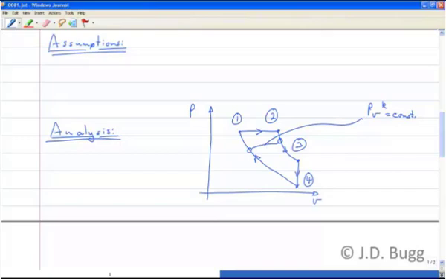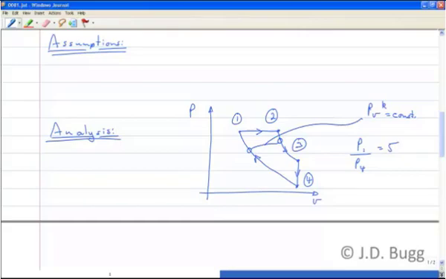Now remember that the pressure ratio was given as 5. So P1 and P2 are both the maximum pressure, and P4 is the minimum pressure. So P1 over P4 equals 5. The other thing we can see by looking at this is that 0.2 is the maximum temperature.